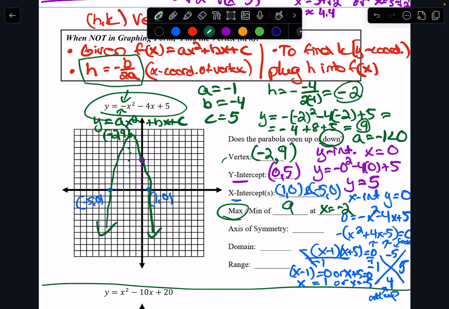Axis of symmetry is going to be the same as the x value of the vertex, so x equals -2. Domain is always all real numbers, or negative infinity to infinity. Range, we're going to start from the negative side. So we're going to start from negative infinity because that's where it comes from. And then our max value is 9. And that is included.